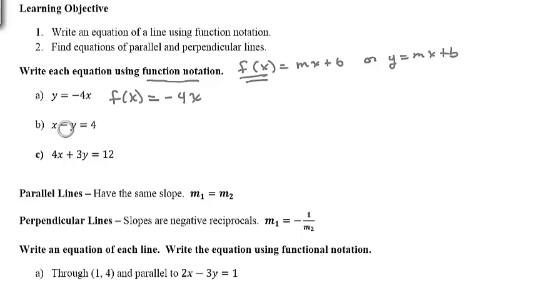In this next example, x minus y equals 4, this one is not solved for y, so we need to get y by itself. And so I'm going to add the y to both sides because I want a positive y, and right now the y is negative. That gives me x equals y plus 4. And to get this y by itself, then we need to subtract 4 from both sides. And that gives us y equals x minus 4. And then just replace this y with f of x. So f of x equals x minus 4.